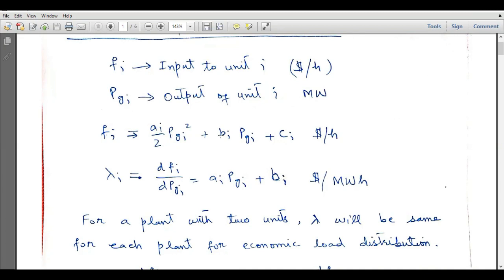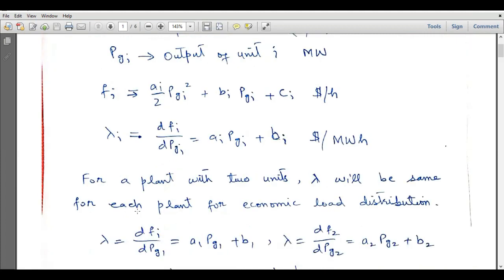So this is our fuel cost function, and it is given in dollars per hour. If we evaluate the derivative of this term with respect to PGI, we will get the incremental fuel cost, which is equal to AI PGI plus BI in dollars per megawatt hour, because we have evaluated the derivative with respect to the power. So we will have megawatt in the denominator.